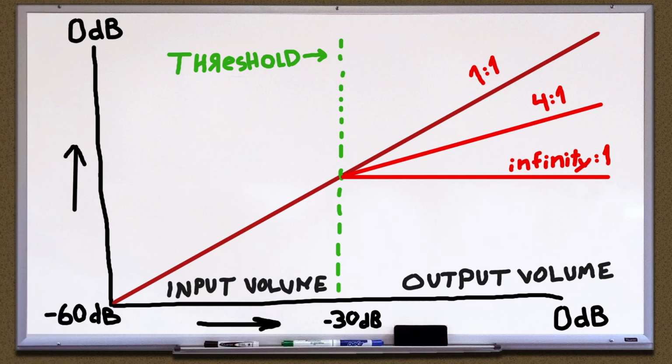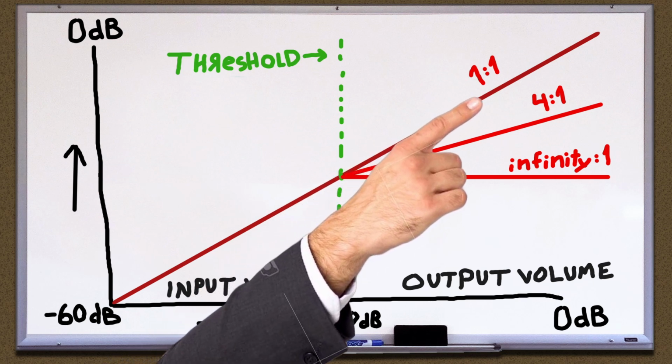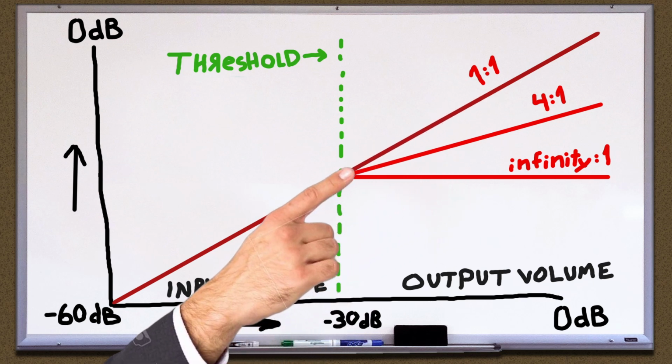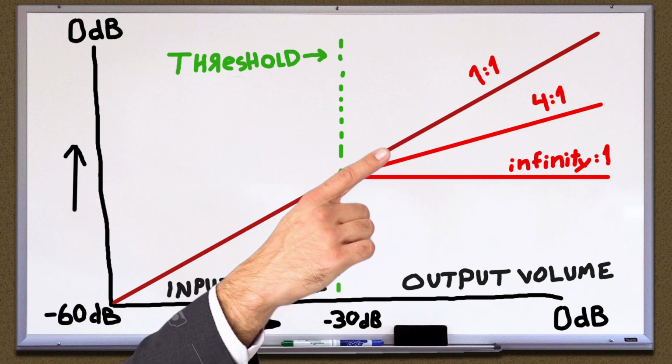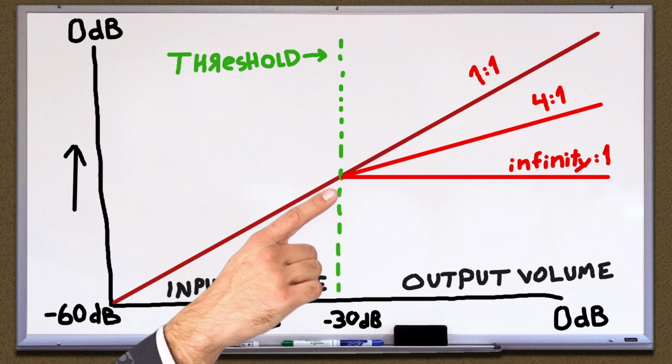In this example, I've set that threshold to be -30 decibel. For every decibel that volume goes above our threshold, the compressor will add 1 decibel. At a ratio of 1:1, for every decibel over the threshold, the compressor will add 1. The keen-eyed viewers among us will notice that that means it's doing absolutely nothing.